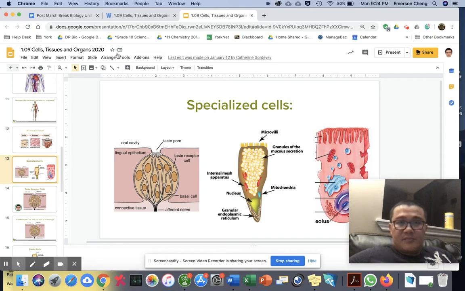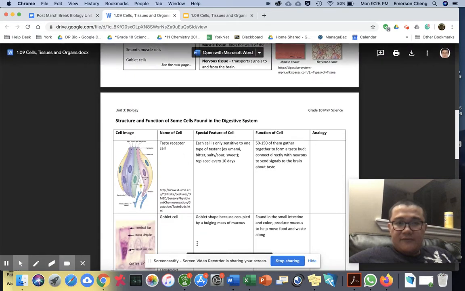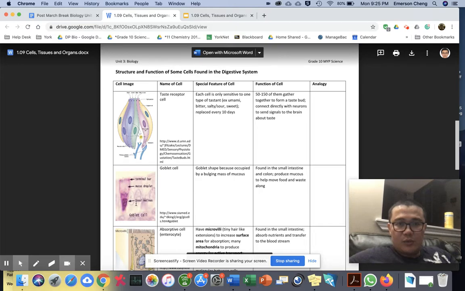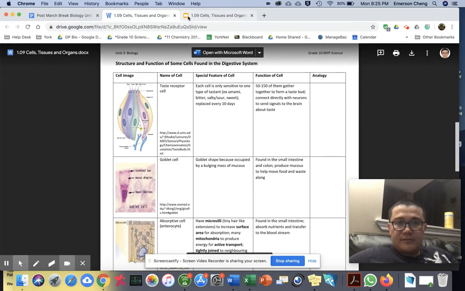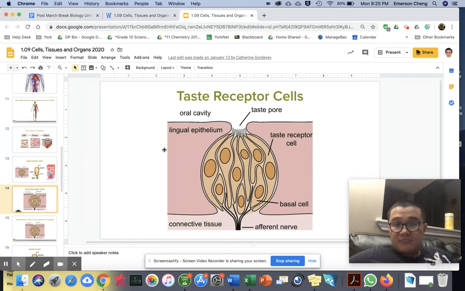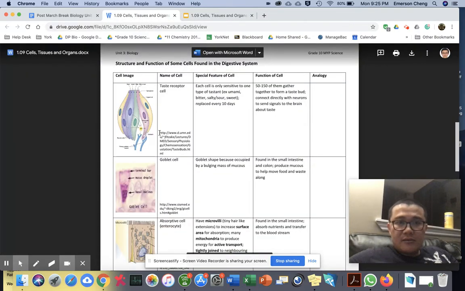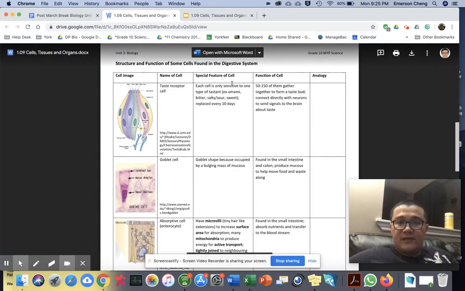And we're going to look at some specialized cells. If you look at your handout, this goes with your handout. So you have these specialized cells here: smooth muscle cells. These are some examples of specialized cells. This one is in your taste buds. If you look at your handout, that's your taste receptor cell. These are the special features, and those are the functions. Now you can read, grade 10, you can read.